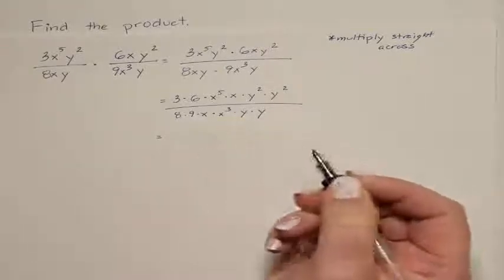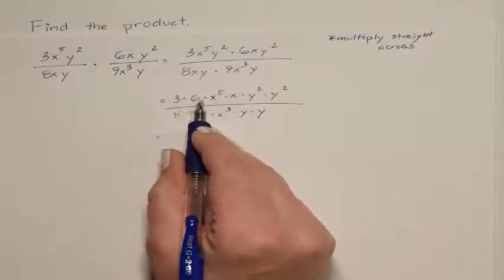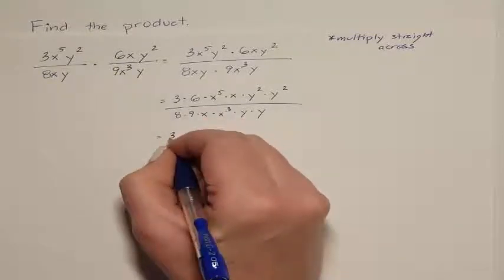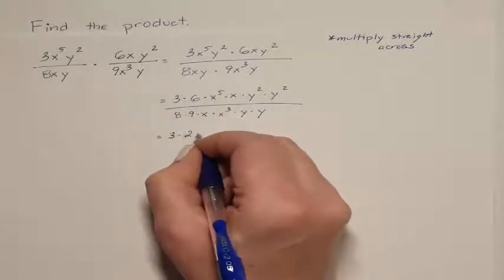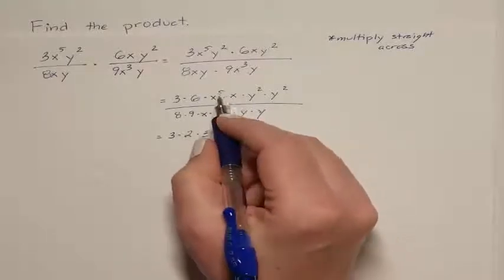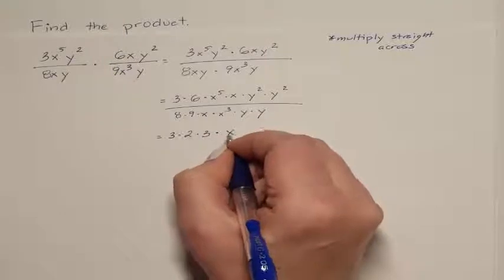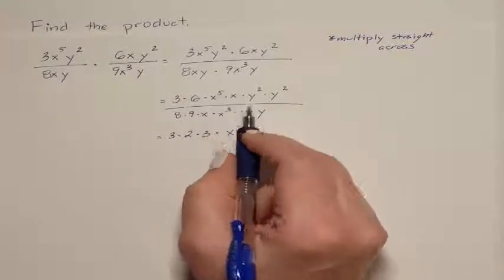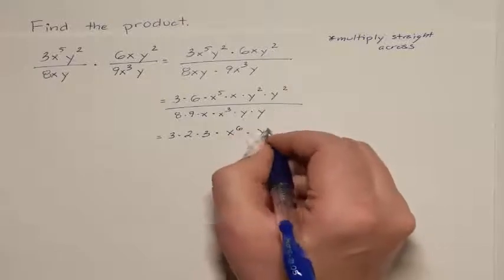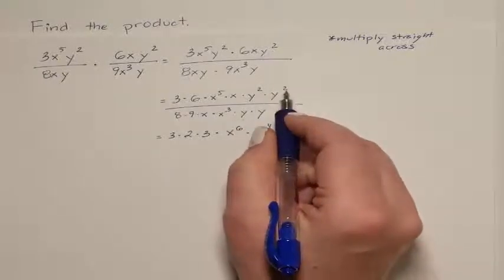Now, it's easiest for a lot of students to see if I prime factorize all of our numbers. So 3 is already prime. 6 is 2 times 3. The x's, we're not going to prime factorize them. We just need to know what we actually have. There are 6 of them there because the 5 plus the 1 is 6. My y's, I need to know how many we actually have. There are 4 because these 2 plus those 2 gave me 4.